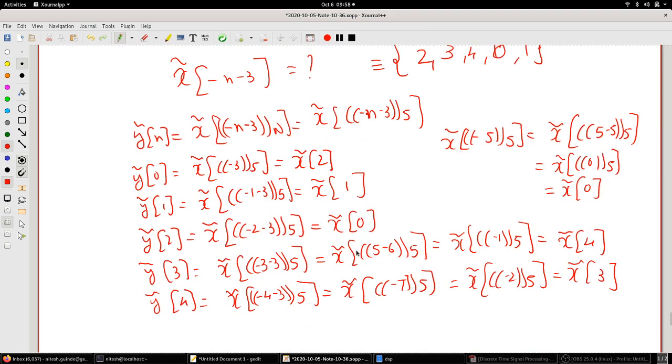Clear? So things become simpler when you try to do this with modulo. Any periodic sequence, when you are trying to shift, you do it with respect to modulo, where n is the period of that sequence. Okay.